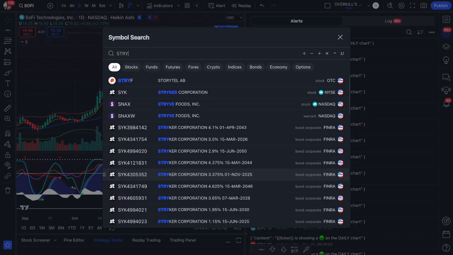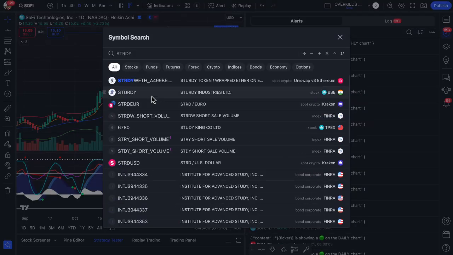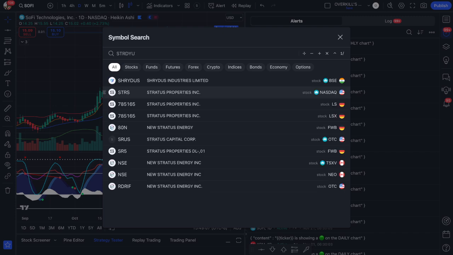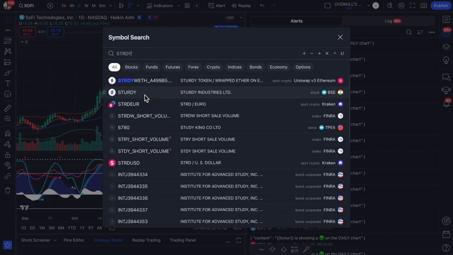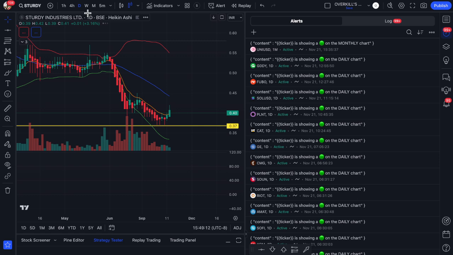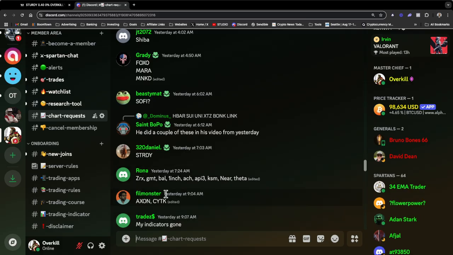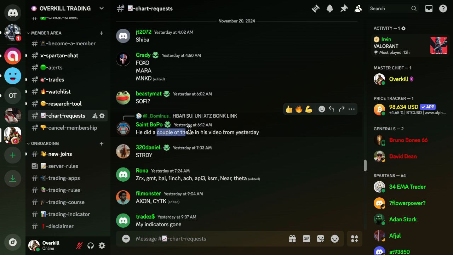STRDY. Sturdy. I don't see that one. Unless you're talking about this Brazilian stock. Yeah, it's red. I wouldn't touch it. You covered a couple of these in yesterday's.